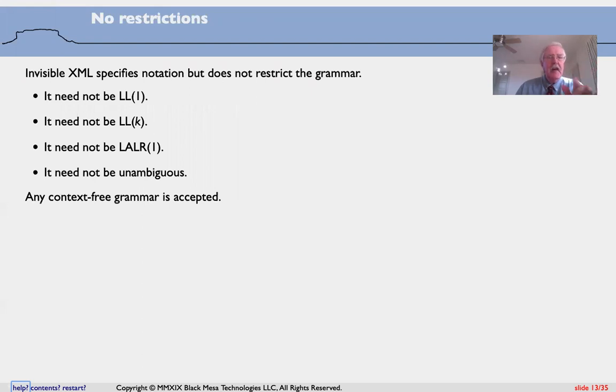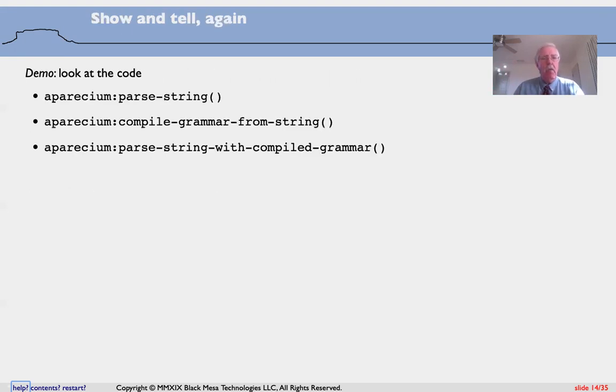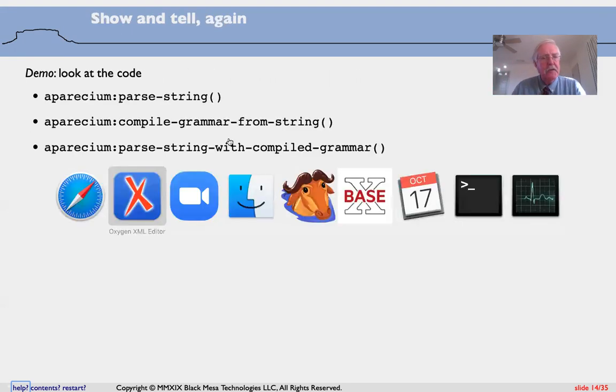Invisible XML specifies notation, but does not restrict the grammar. It doesn't need to be LL1 or LK or LALR1 or anything. It doesn't need to be unambiguous. If it is a syntactically legal context-free grammar, it is an acceptable ixml grammar. So let's look at those demos again.